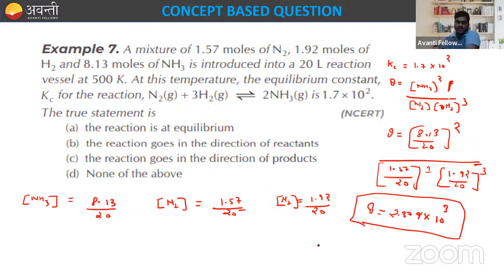Now let me tell you, between Q and Kc, which one is more in this question? Kc's value was 1.7 × 10^2. Q's value has come out to be about 10^3. Obviously Q is greater than K. So if Q is greater than K, what happens? Will the reaction proceed in the forward direction, backward direction, or what? Obviously the backward direction, that is, the reaction goes in the direction of the reactants. Backward direction means towards the reactant side. So option 2 is absolutely correct.